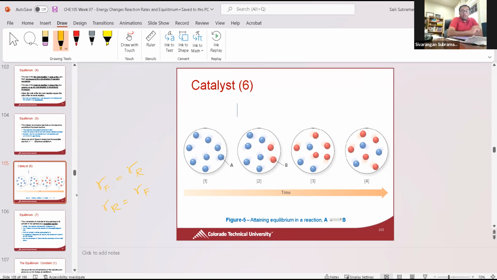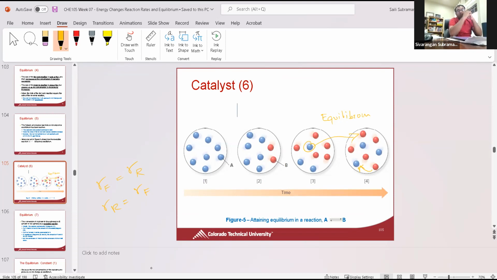So keep in mind, it does not mean that the forward reaction or the reverse reaction have stopped. All this means is that once you reach the equilibrium, this is the point of equilibrium. What this is saying is that the blue sphere is still getting converted into the red, but the red sphere is getting converted back into the blue. So the forward reaction is the same as the reverse reaction. And that's why you reach the equilibrium.